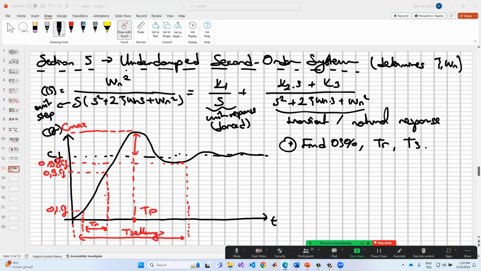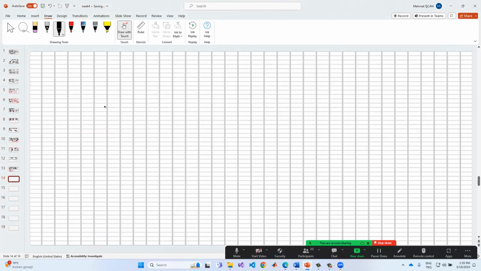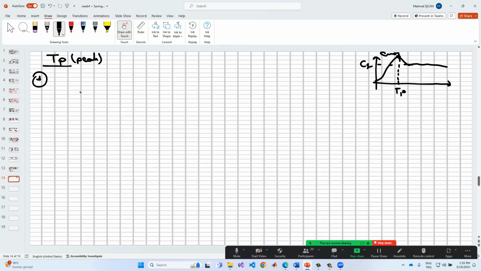But how can we do that? Firstly, just remember this case. In order to find the peak time, T peak, what's the meaning of peak? I can draw a small depiction of this term here. This is the max value, the C max, and T peak is given here.